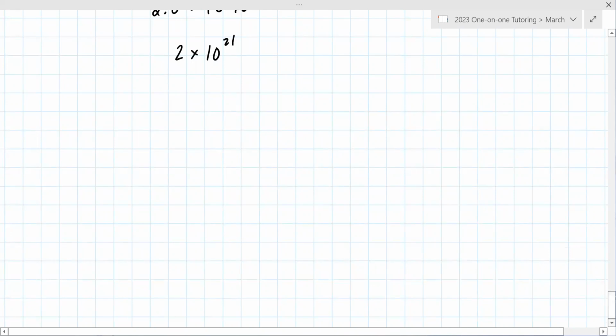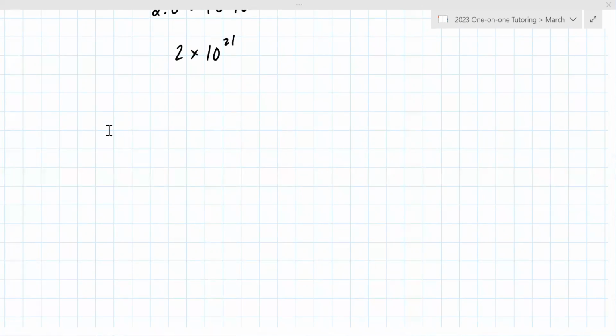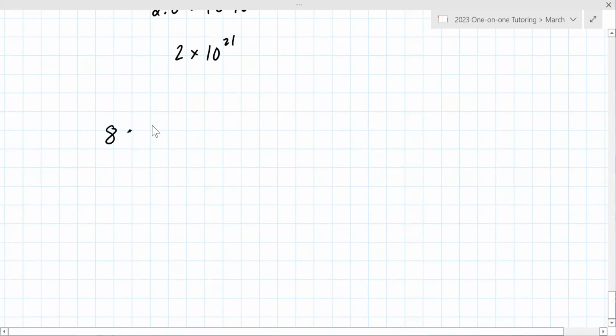All right, so let's try another one here. It's only an issue when you multiply the numbers and it becomes bigger than 10. Let's look at another one. Let's say it's 8 times 10 squared, 2 times 10 to the 8th. So you're going to multiply these two numbers together.